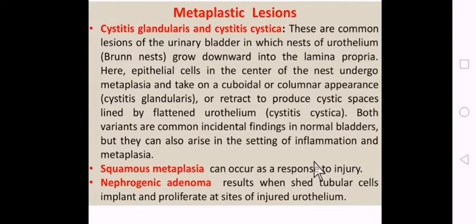Number 2, squamous metaplasia, وطبعا occurs as a response to injury. Number 3, nephrogenic adenoma, results when shed tubular cells implant and proliferate at sites of injured urothelium. Sometimes أكيد راح يصير sheddings of tubular cells. Sometimes there will be implantation of these cells at the site of injury, forming a nephrogenic adenoma.